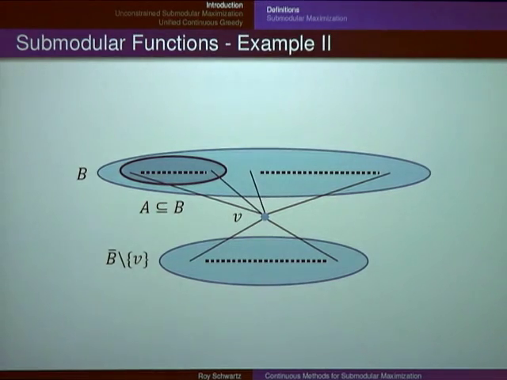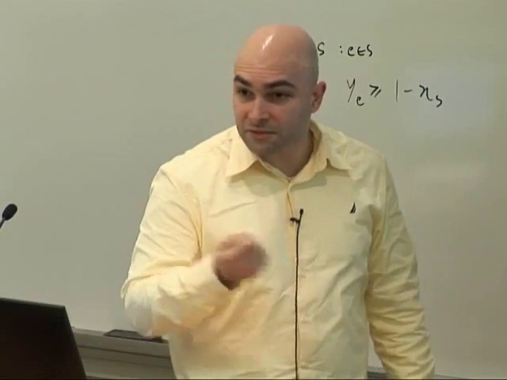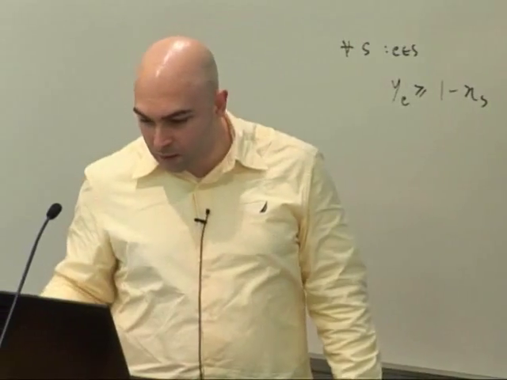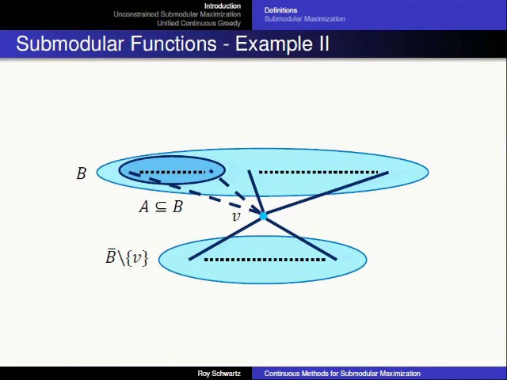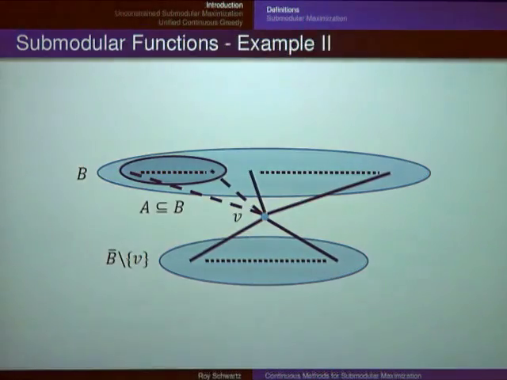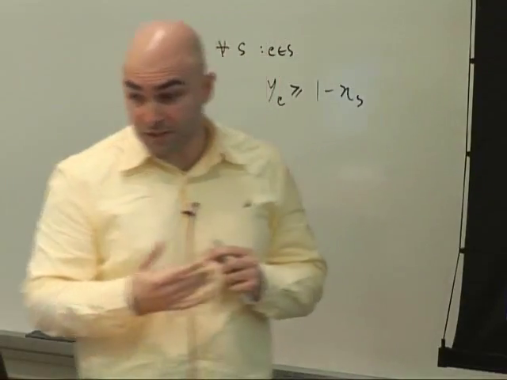And now let's see what happens once we add a vertex V. So what happens when we add vertex V to the smaller cut A? So we lose all the dashed edges, right? And we gain all the bold edges, all these edges. So this is the change in the value of the function.